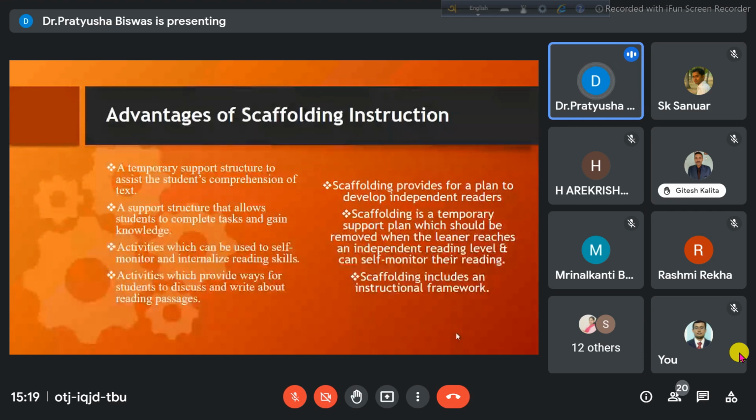Scaffolding also provides a plan to develop independent readers. Now, out of those 40, if 20 have achieved, there will be certain 5 exceptional readers who can later be enhanced and polished to become one of the finest in the class. Scaffolding is a temporary support plan which should be removed when the learner reaches an independent reading level. Scaffolding includes an instructional framework.